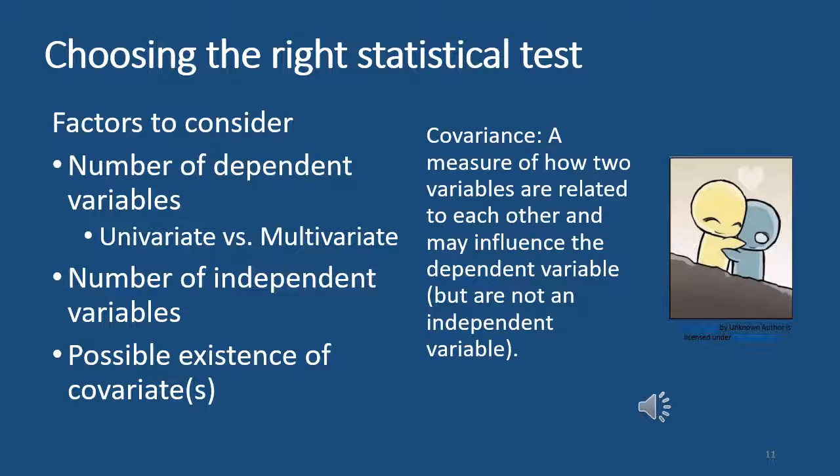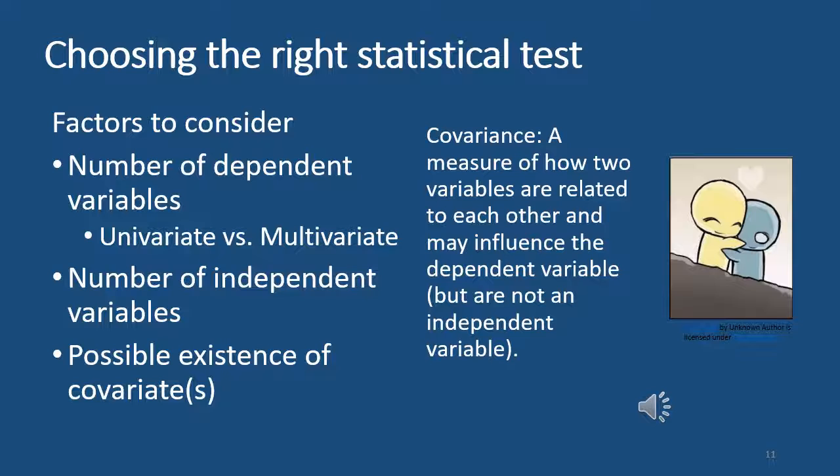So we're going to quickly revisit choosing the right statistical test before we move on to the other types of ANOVA models. If you recall, the factors to consider are the number of dependent variables, the number of independent variables, and the possible existence of covariance.